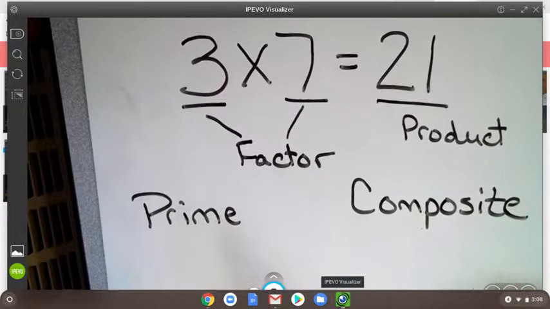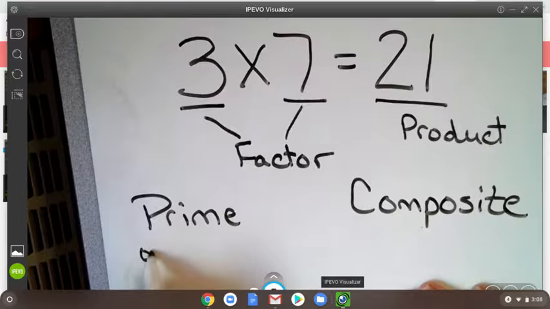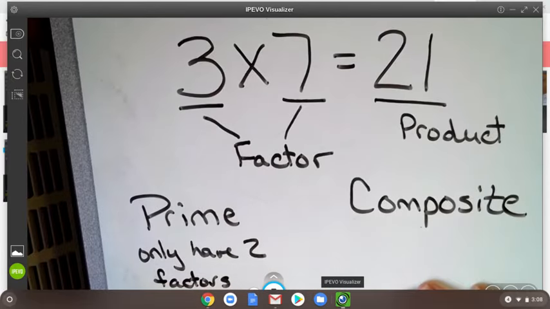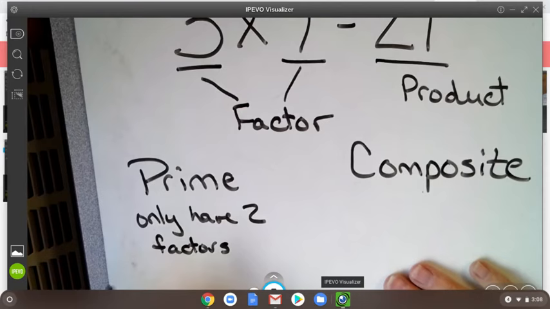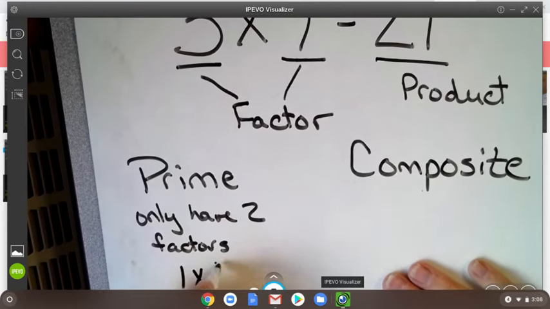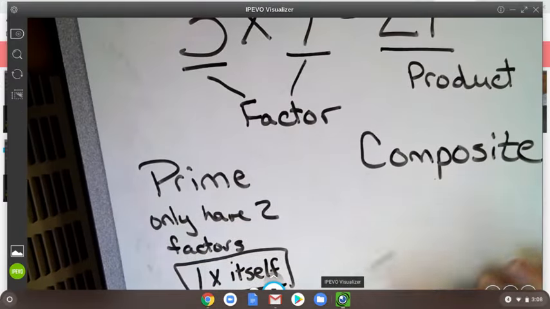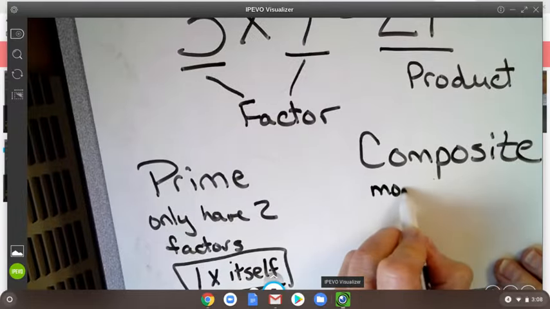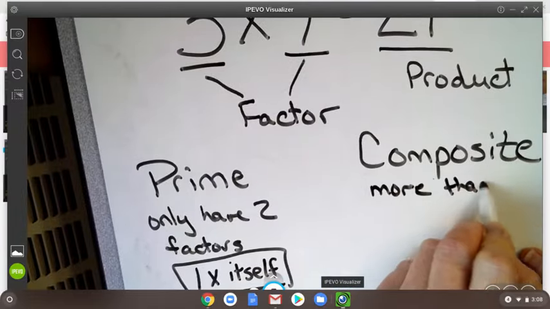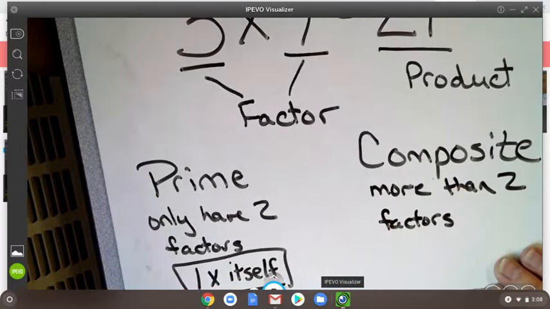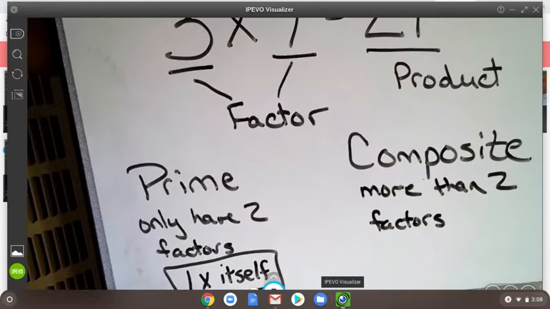Numbers are prime if they only have two factors. Every number has 1 times itself as factors. So if the number only has 2 factors, it's called prime. If a number has more than 2 factors, it is considered composite.